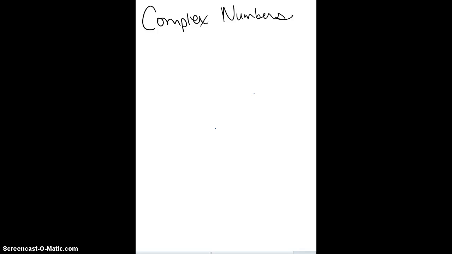All right, here's just a quick review of complex numbers. So historically, obviously, this is a problem. 3 times 3 is 9, negative 3 times negative 3 is 9. And so that's been undefined.